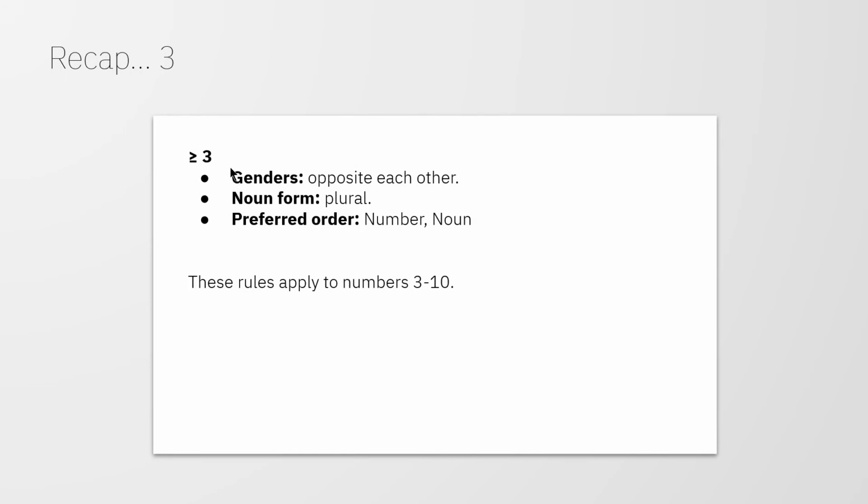Let's recap. For numbers between 3 and 10, the genders are opposite each other, and we change the noun's form to plural.